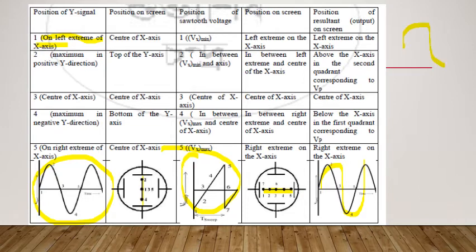Suppose you have applied this signal on Y, and on X you have applied this signal. Now the second signal will continuously push your particle in the forward direction, and the upward and downward direction will be given by the first signal, which is on Y. So similarly, if you do this, you will get the output like this on the outer side.